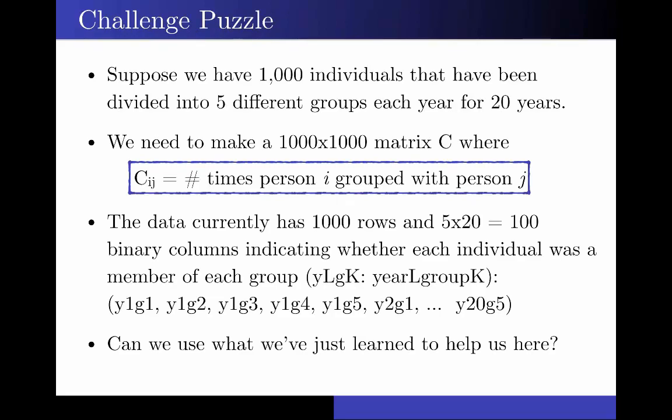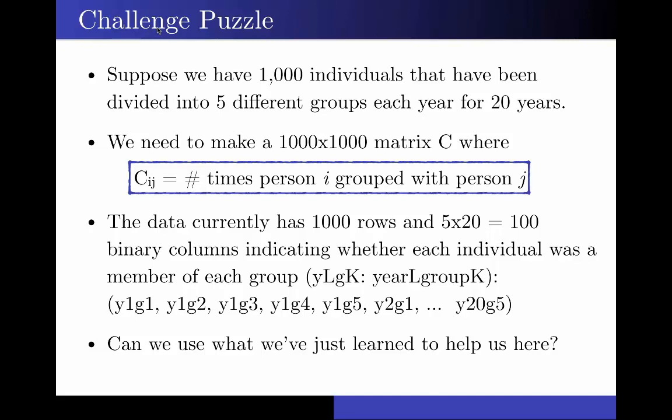Now, using that fact, I'm going to propose this challenge puzzle. And I'll include this with the exercises, so I'm not going to go through it in too much detail right here. But suppose we have 1,000 individuals that have been divided into 5 different groups each year for 20 years. So every year they're randomly divided into 5 groups. And we want to make a 1,000 by 1,000 matrix, call it C, where the ijth entry is the number of times that person I is grouped with person J.